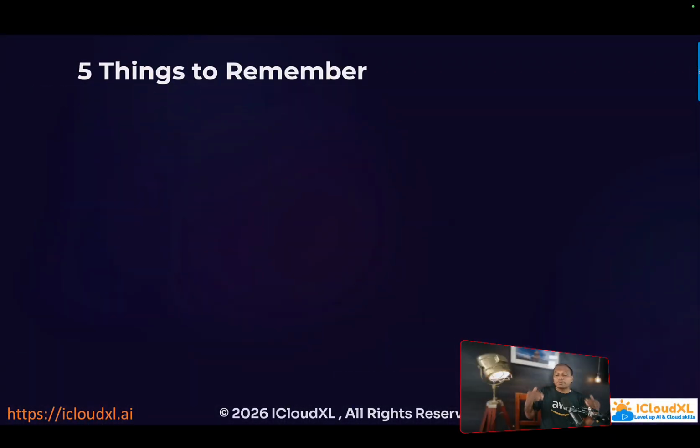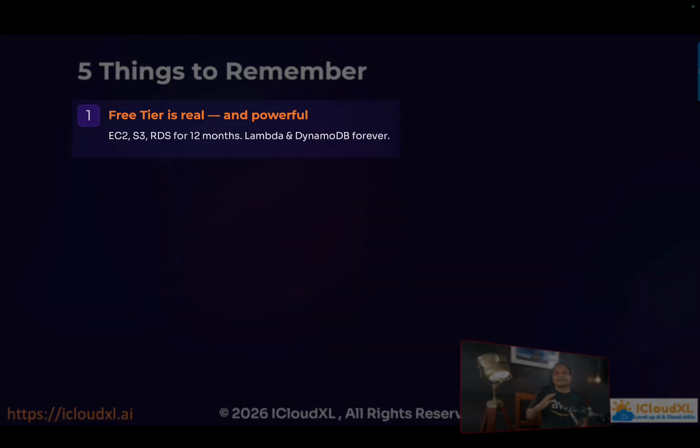So 5 things to remember before you go. Number 1 is free tier is real and very powerful. EC2, S3, RDS for 12 months, Lambda and DynamoDB forever, right? So see those limitations in the documentation, it can change, it can vary. So based on that, you start using those services and master those services for your new job or career switch if you wanna do it.